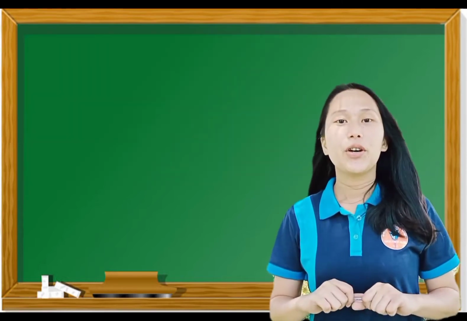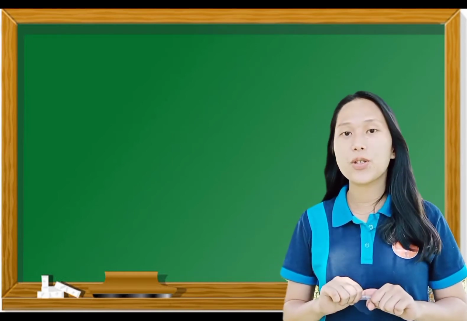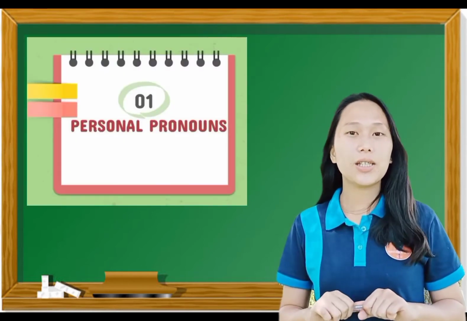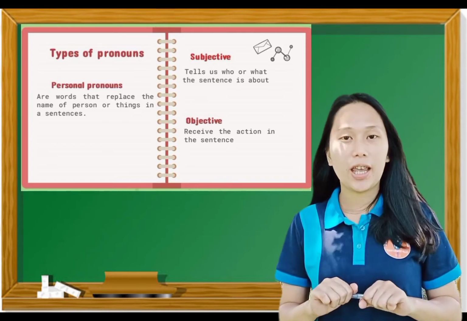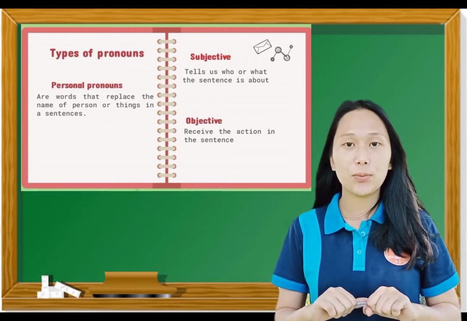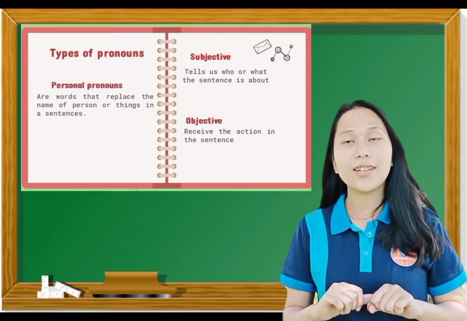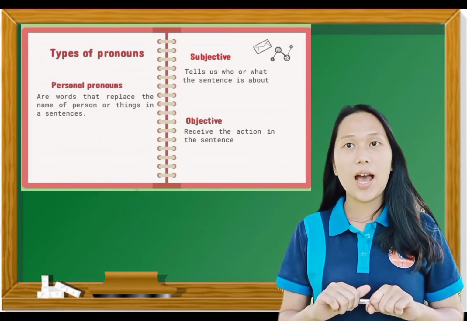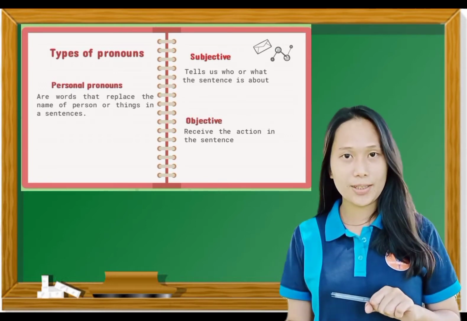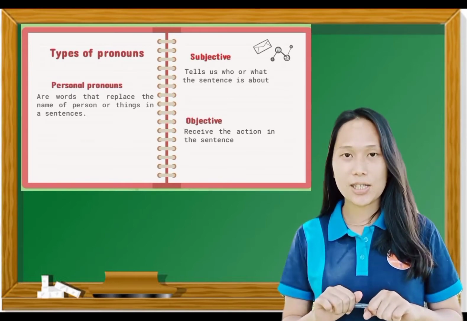Let's move on to the types of pronouns. And there are 5 types of pronouns. First one is what we call the personal pronouns. It is used to replace a person's name or thing in a sentence. And the personal pronouns could be the subjective and objective of a sentence. Subjective in the way that it tells us who or what the sentence is all about, and objective in the way that it receives the action in a sentence.